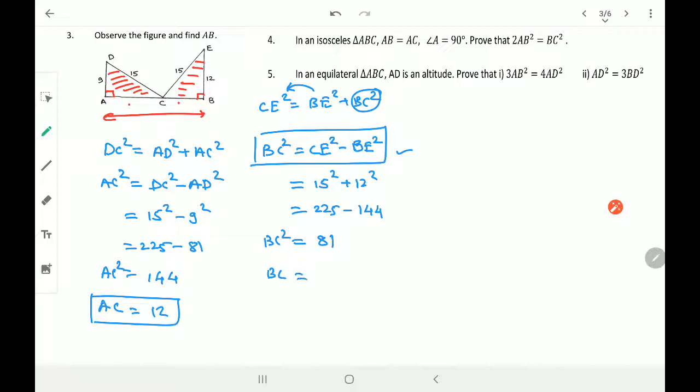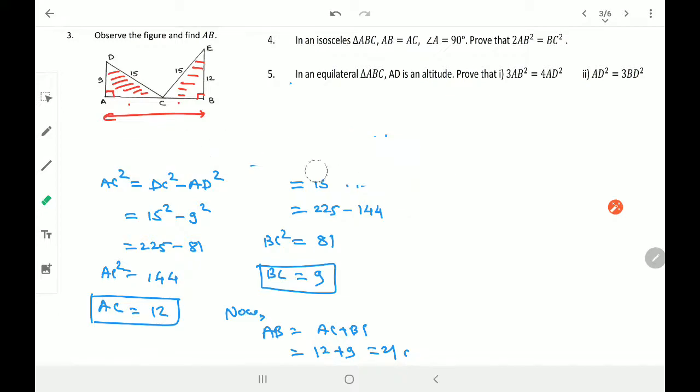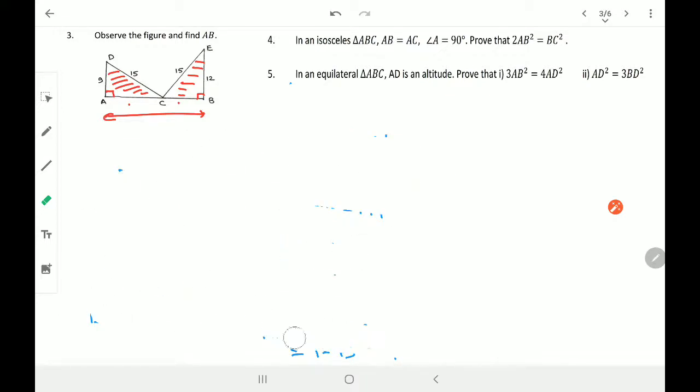What is BC equal to? It is 9. So now very clearly AB is equal to AC plus BC, which is 12 plus 9. Answer is 21. That's it. Clear? If a unit is mentioned, then you can go for centimeter. If it is not mentioned, it's okay. Directly 21. That's it. Finished. Very, very simple question.